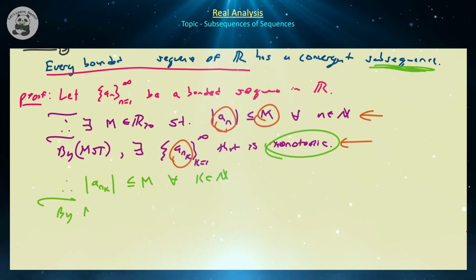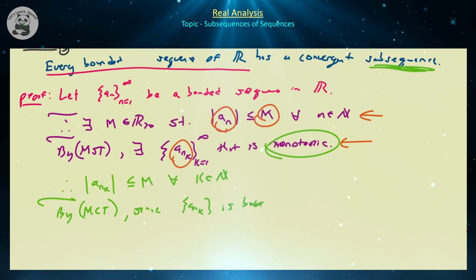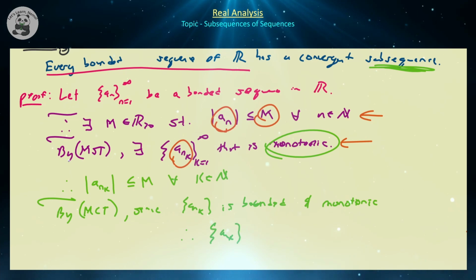So by the monotone convergence theorem, since a_{n_k} is bounded both above and below, and it's monotonic, I don't really care if it's monotonically increasing or monotonically decreasing. It's one of them. If it's monotonically increasing, since it's bounded above, or if it's monotonically decreasing and it's bounded below, in either of those cases by the monotone convergence theorem, this subsequence converges. And that completes the proof for the Bolzano-Weierstrass theorem.